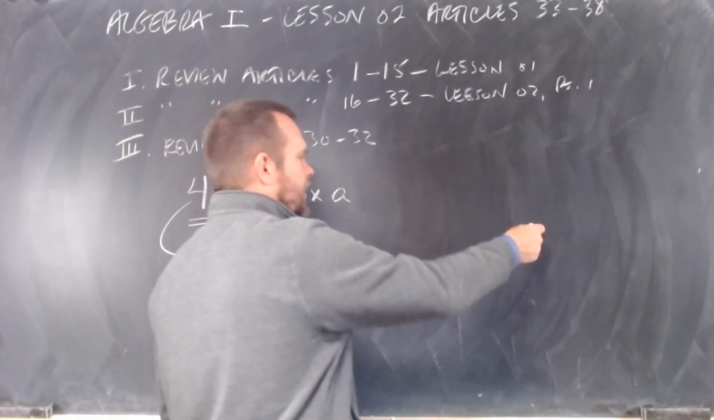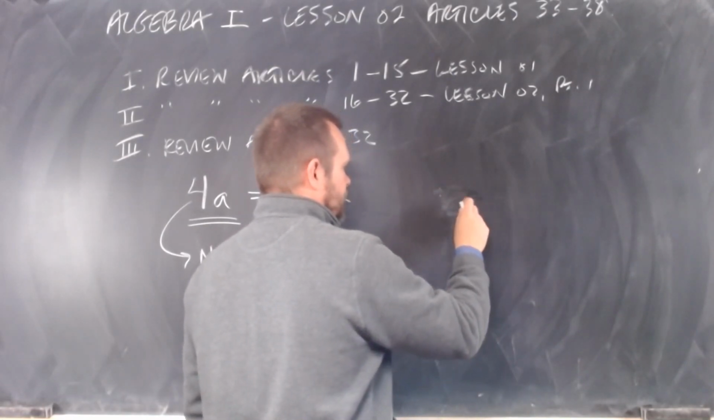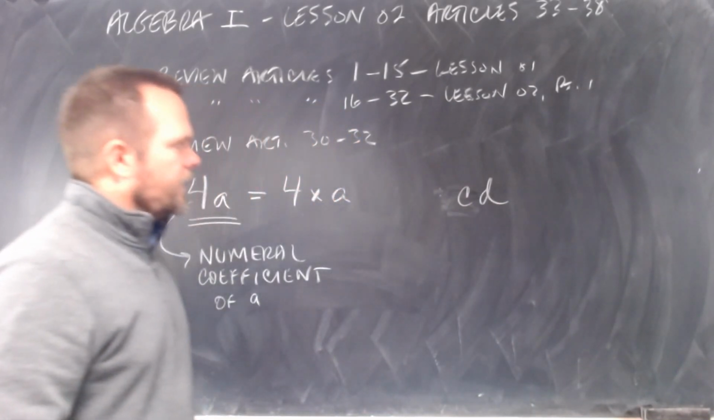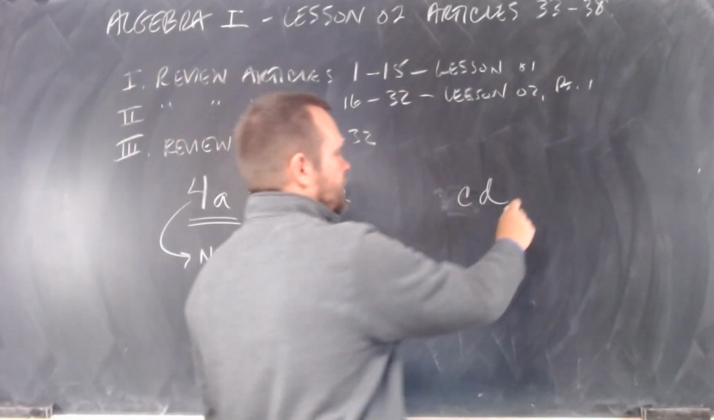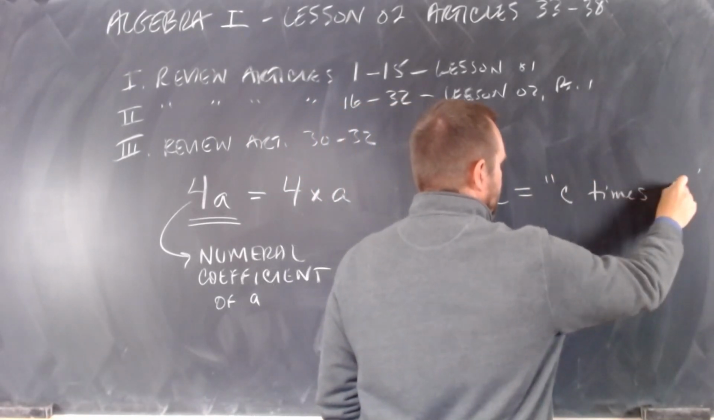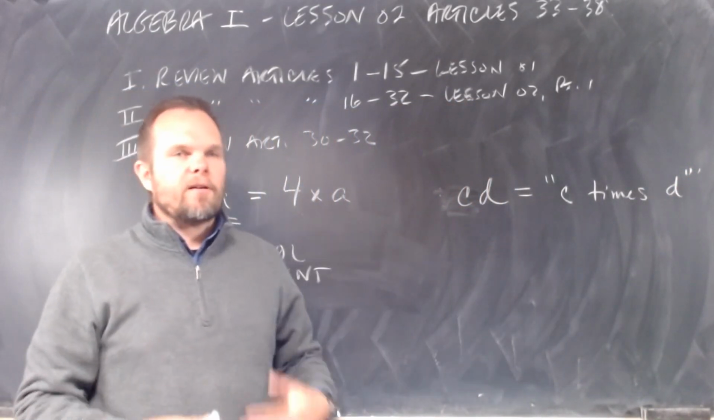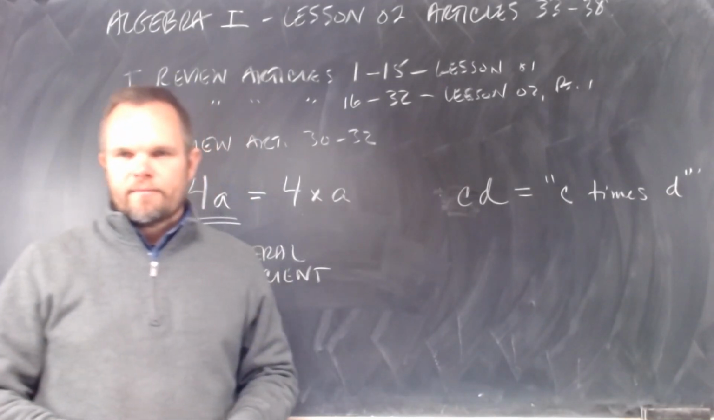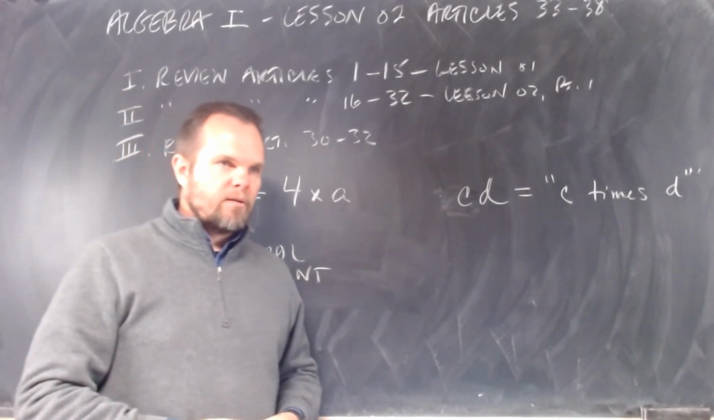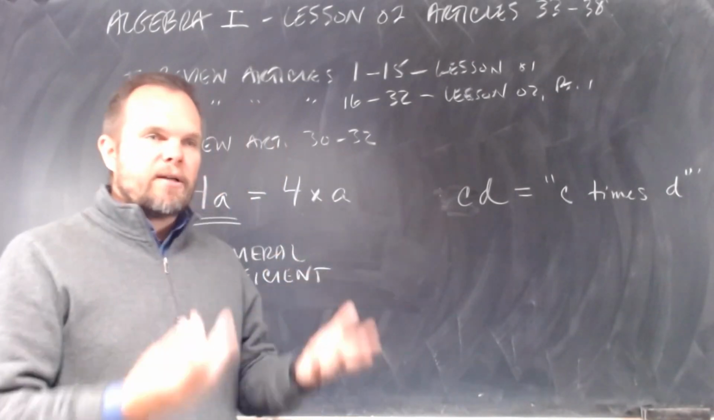Now, if we have another expression, I don't want to use x. That's always confusing. If I use CD, in algebra, CD means C times D. Because when we set two quantities together, that expresses multiplication in algebra. This is the language of algebra. All right? When two quantities are written together, it's an expression of multiplication.